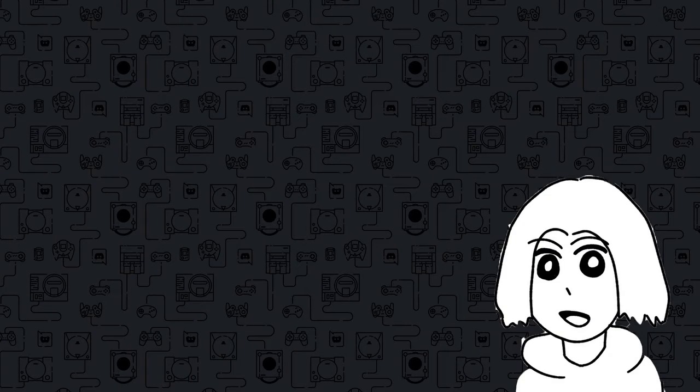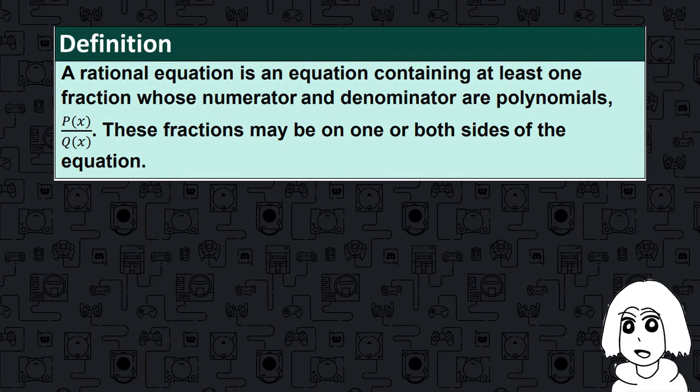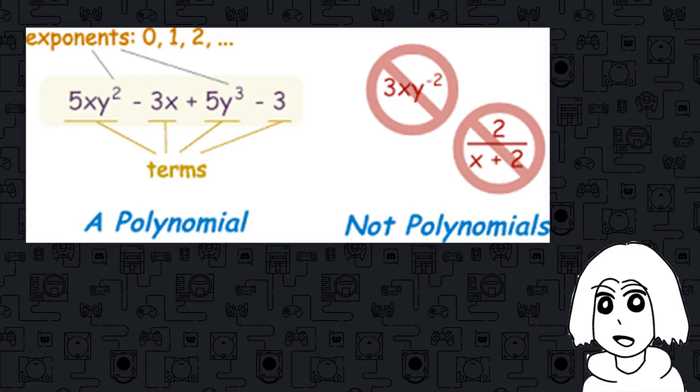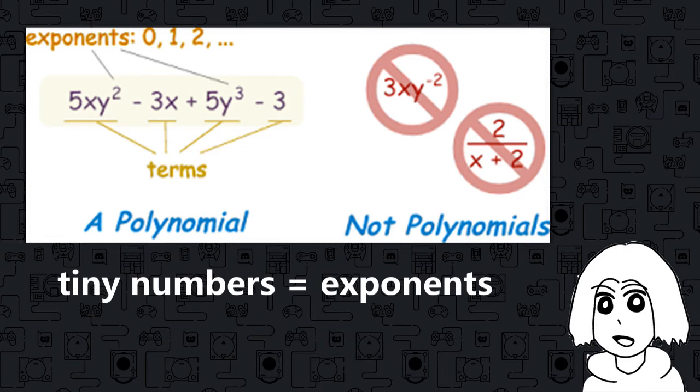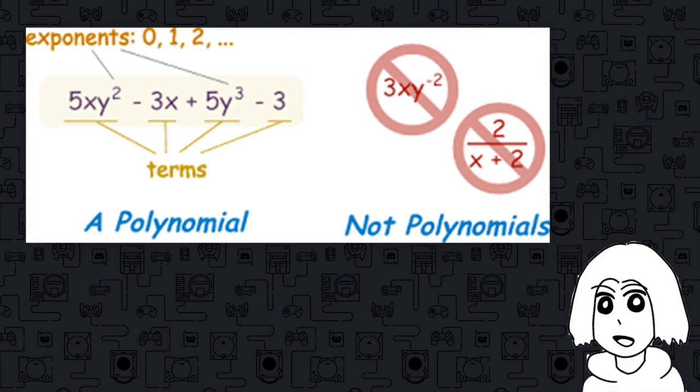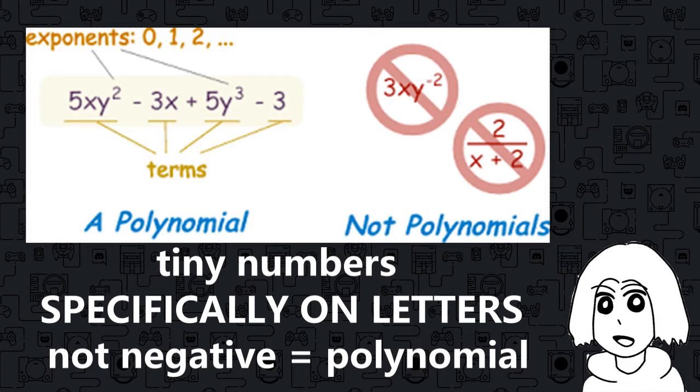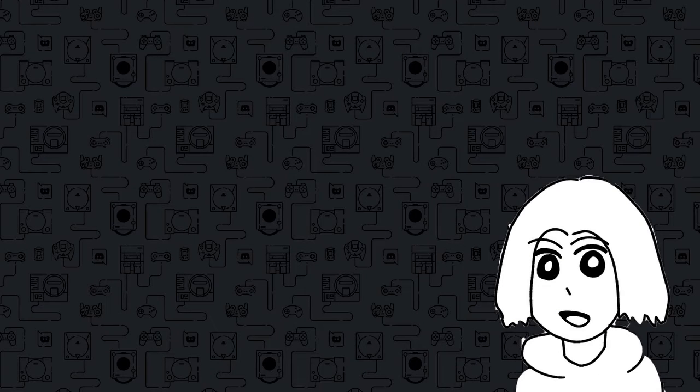First of all, I think to understand the topic in its entirety, we need to get down to its definition. In this case, my school's definition for rational equations is an equation containing at least one fraction whose numerator and denominator are polynomials. For those of you who had their memory erased after school, polynomials are those equations with normal numbers, letters, and tiny numbers. They're called exponents, by the way. As long as the tiny numbers, specifically on the letter, are not negative numbers, then congratulations, it's a polynomial.